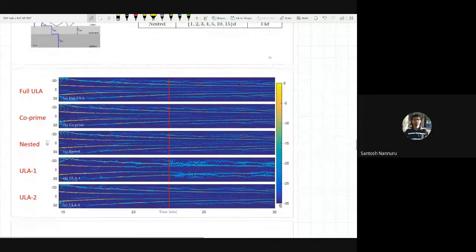So I'm focusing on only half of it, 15 to 30 minutes of the data. But I'm processing using different arrays. So full ULA has 16 sensors, coprime has 8, nested has 7, ULA 1 has 8, ULA 2 has 8.